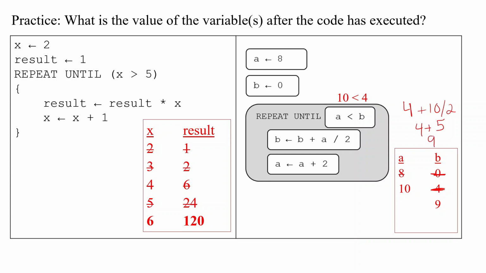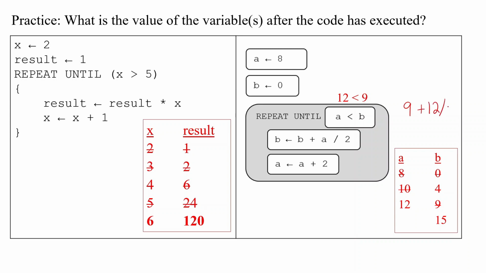4 plus 5 is 9. Okay, and then we take A plus 2 to give us 12. Is 12 less than 9? No. Let's do it again. How do we get 15? Let's make sure I didn't mess up this time.